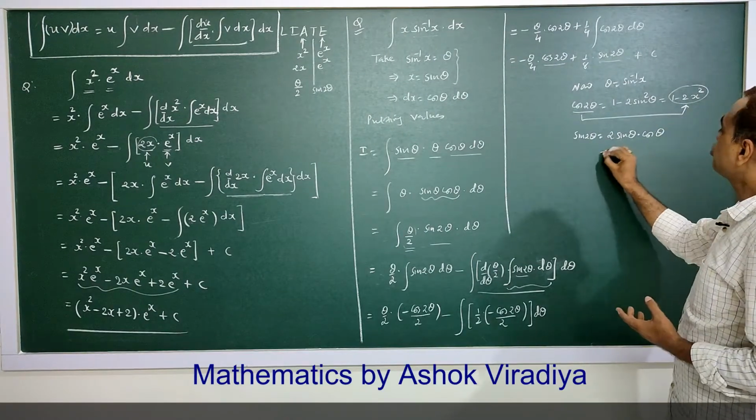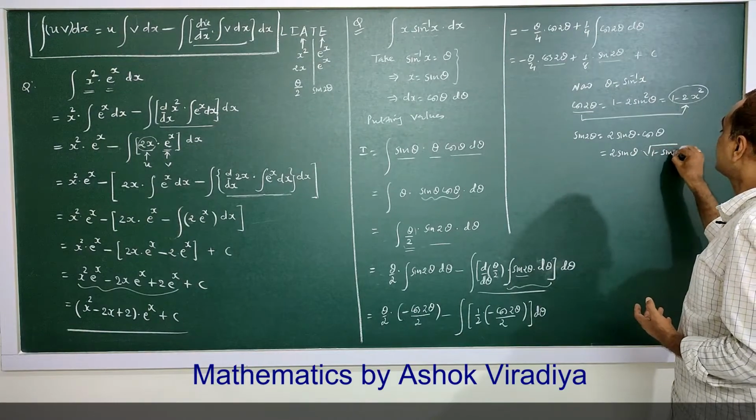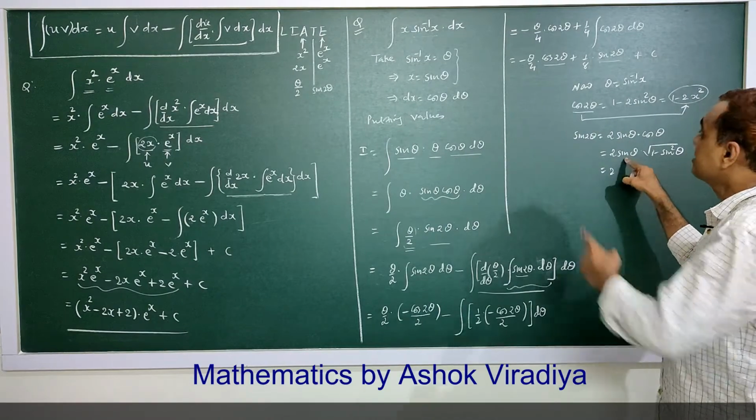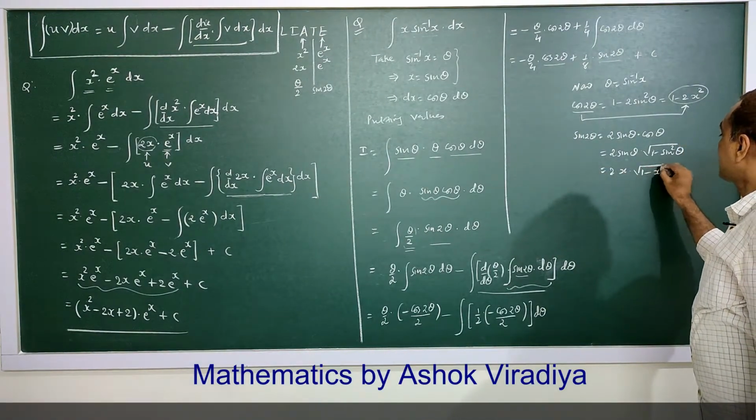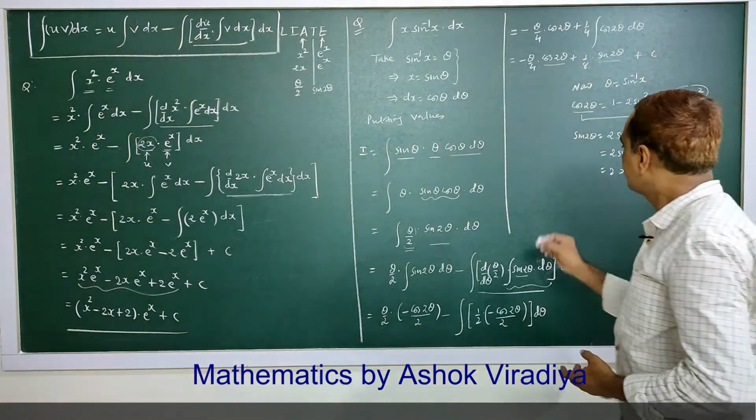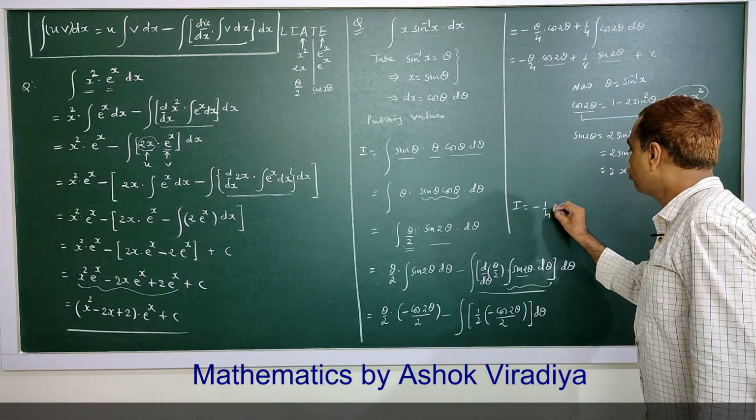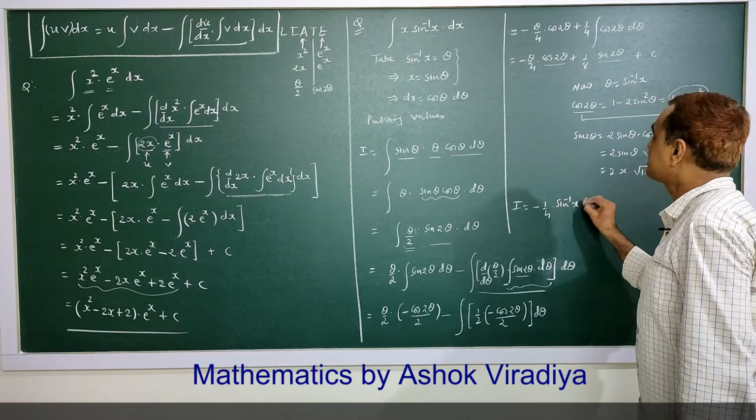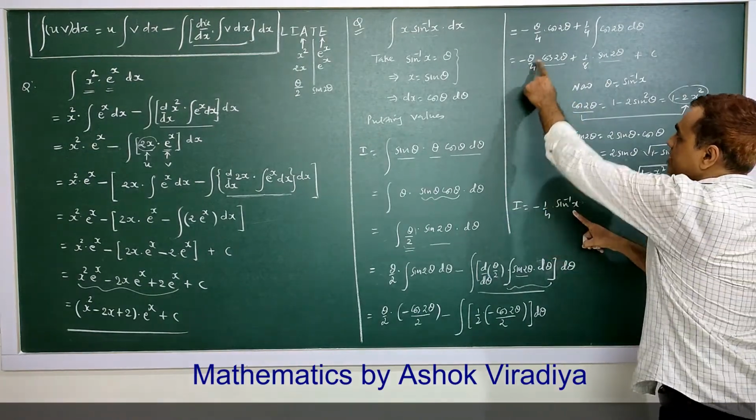That is 2 sine theta into root 1 minus sine square theta. So putting the value in terms of x, sine theta is x, so root 1 minus x square. Putting all these values, the integral is minus 1 by 4 into theta. Theta is sine inverse x.